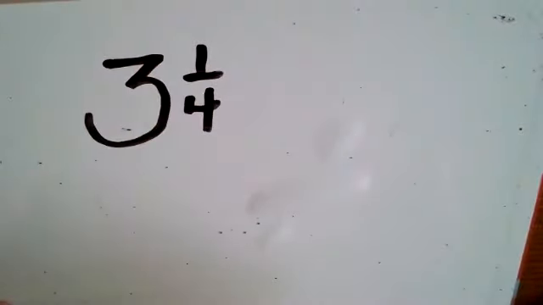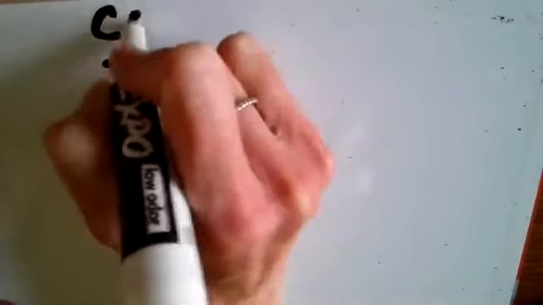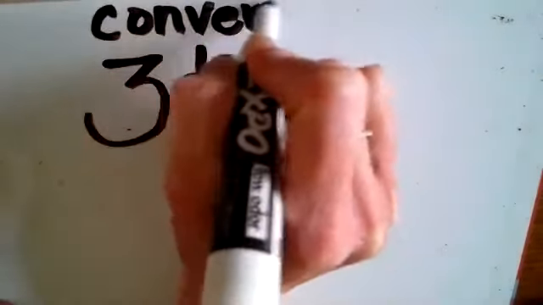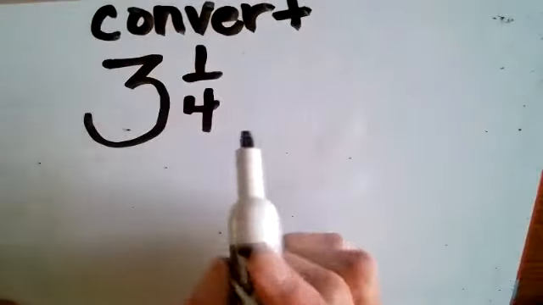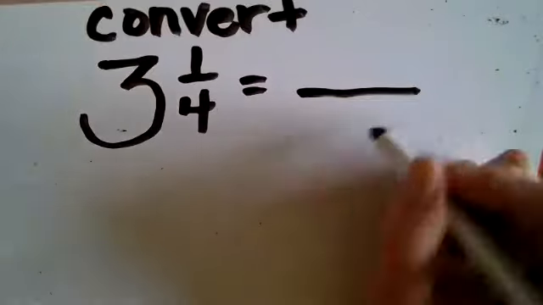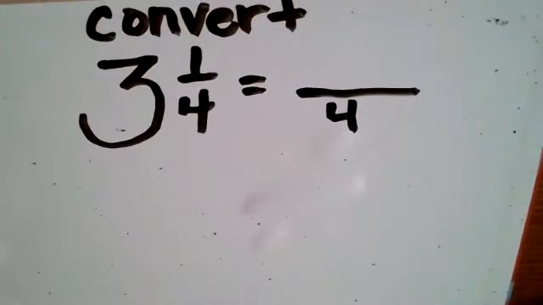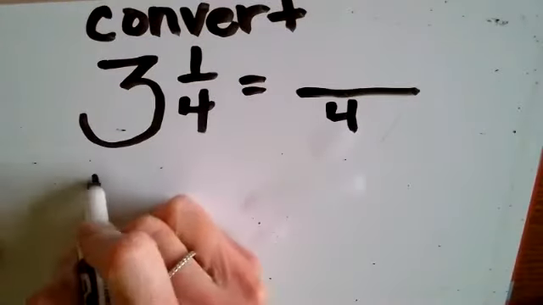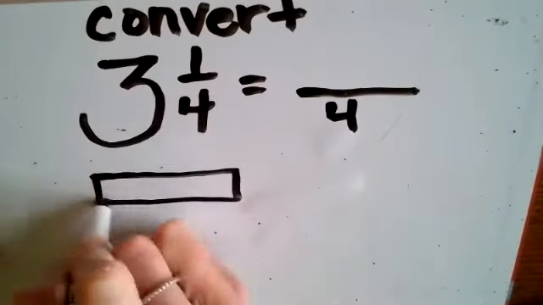The directions for this problem are: write that mixed number as a fraction greater than a whole. We also can think of this as converting. We are going to convert 3 1/4 to a fraction greater than a whole. I'm still working with fourths, so I'm going to put my 4 there. Draw my model to help me understand what my thinking is.